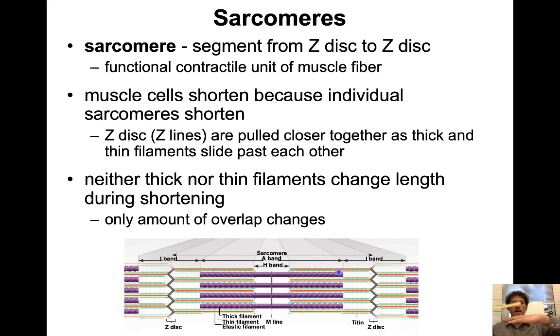If we take my hand, and let's say this ruler is our thin filament, it's not changing, it's just being drawn over our thick filaments. When we relax, it's going to move back. When we contract, it's moving over. So nothing is changing in length except the overall muscle and that actual sarcomere.